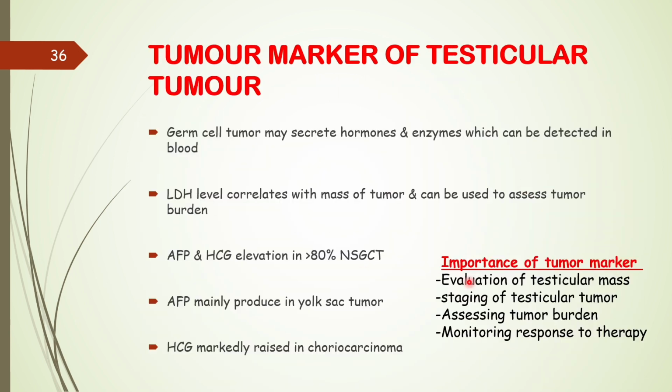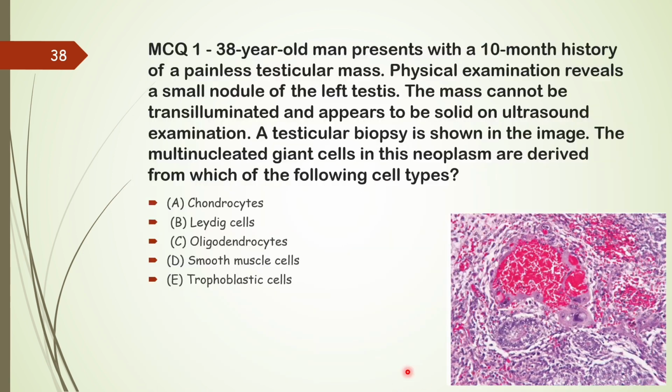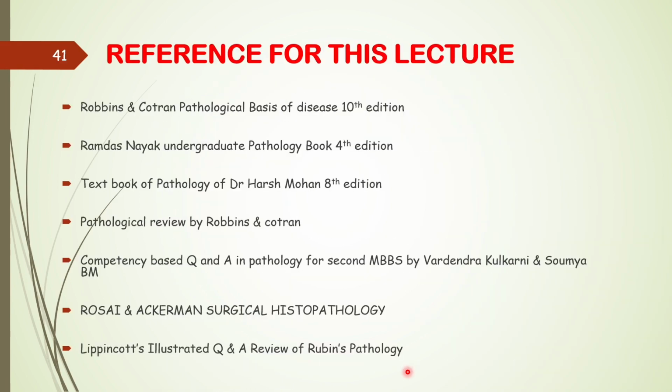Alright, what is the importance of tumor markers to evaluate the testicular tumor burden? Monitoring the response to therapy. These are the various tumor markers that can be detected in blood in case of a testicular tumor because they are released into the blood. In a seminoma, HCG. In a teratoma and teratocarcinoma, AFP and HCG. In a yolk sac tumor, AFP. In an embryonal carcinoma, carcinoembryonic antigen. And in a choriocarcinoma, marked elevation of beta HCG. Alright, so that's all about the testicular tumor.